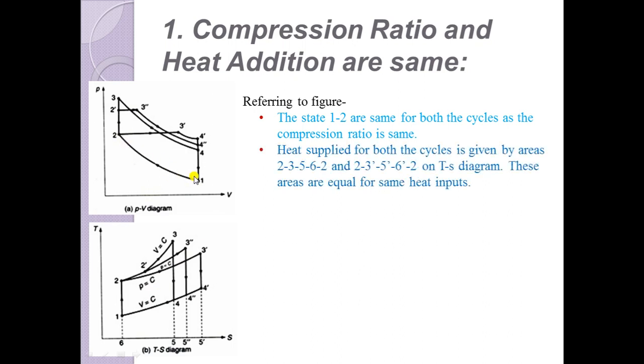The second observation is that heat supplied for both the cycles is given by the area. You can see in your TS diagram, point 2, 3, 4, 5 and 6 and 2. So, this area is going to represent the amount of heat added during the Otto cycle.